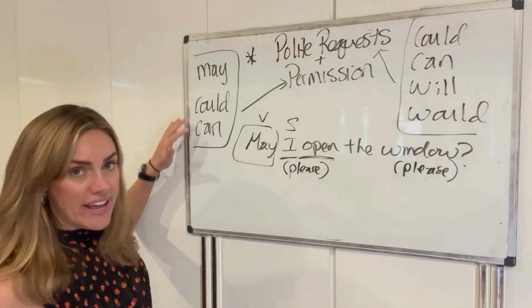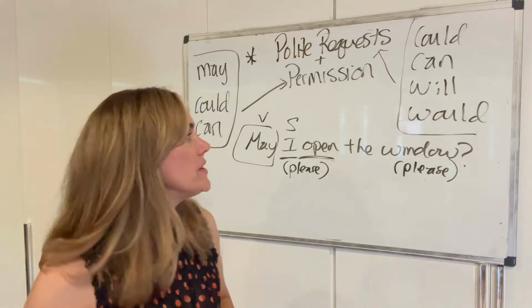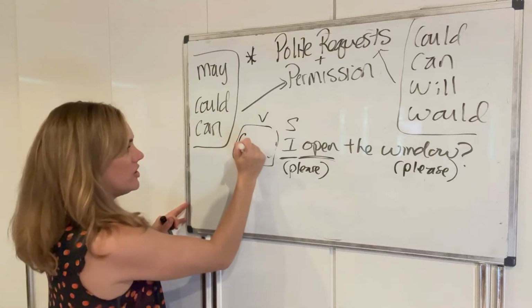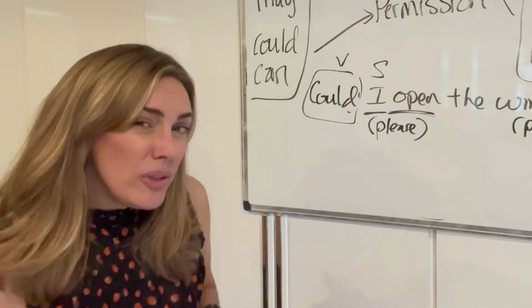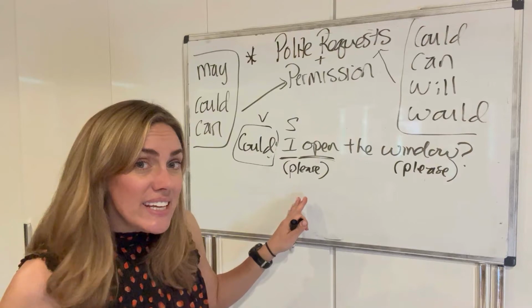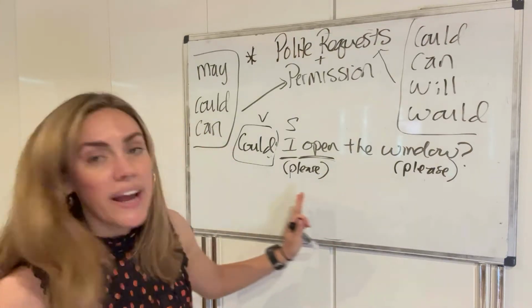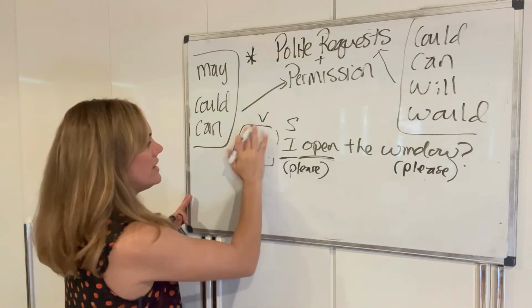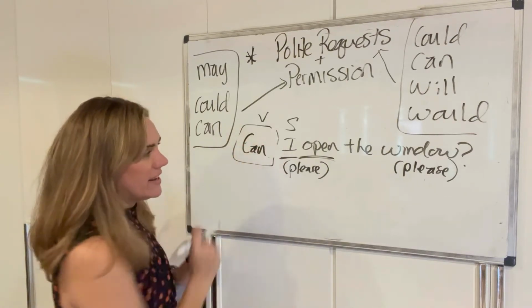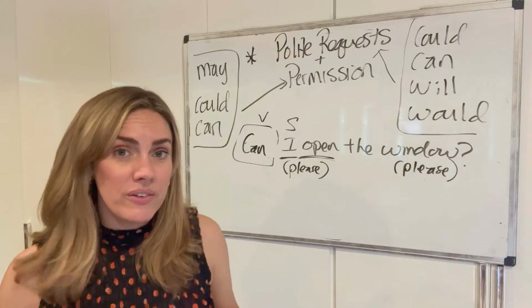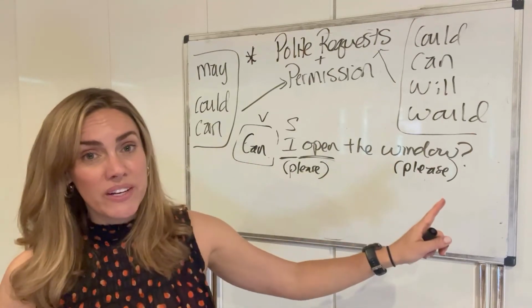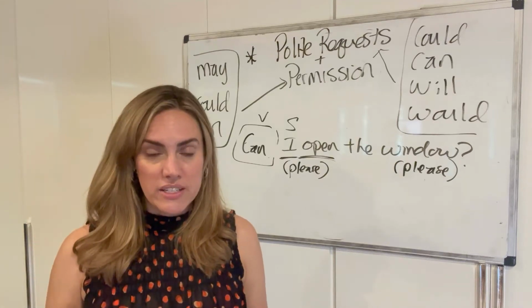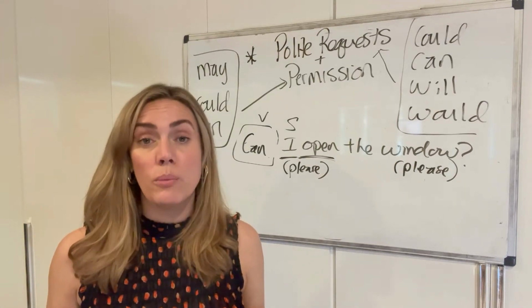So could and can are also possible. So you can just replace the word may here with could. Could I open the window? Could I please open the window? Could I open the window, please? Or you can say can. Can I open the window? Can I please open the window? Can I open the window, please? All three of these ways are perfectly fine for asking for permission.